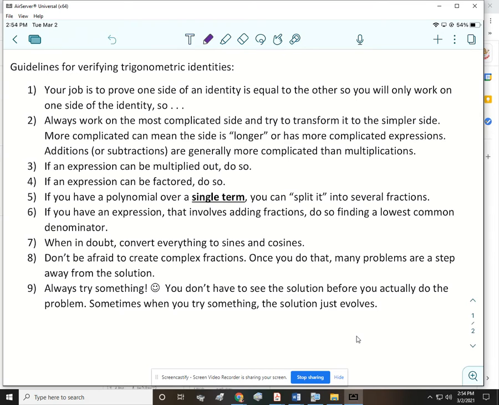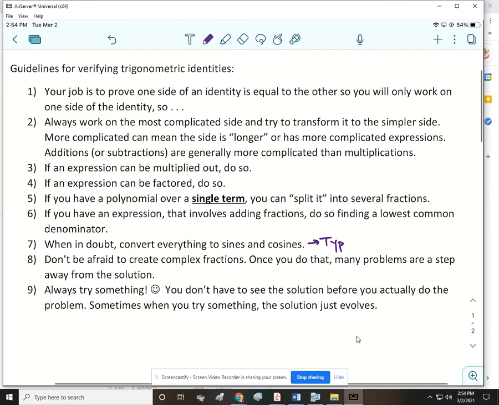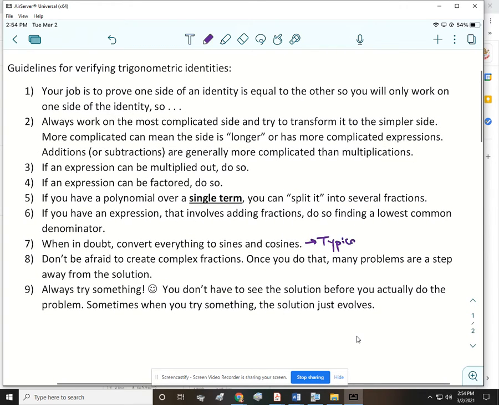We haven't done that yet. I'll show you how to do that today. All right, if you have an expression that involves adding fractions, do so by finding a common denominator, which we've done. And then 7, when in doubt, convert everything to sines and cosines. This is typically more helpful when you have multiplication or division.